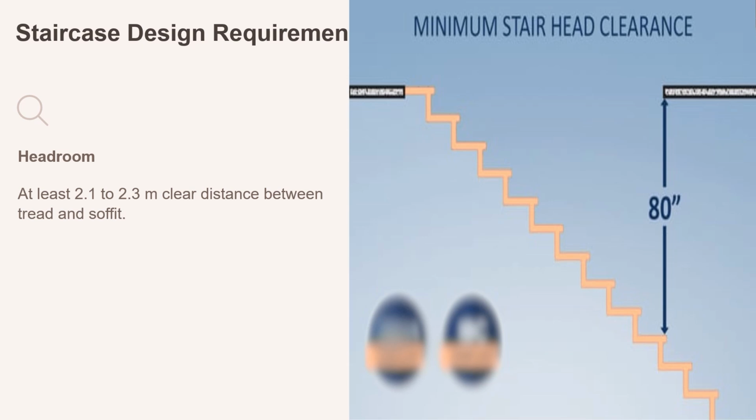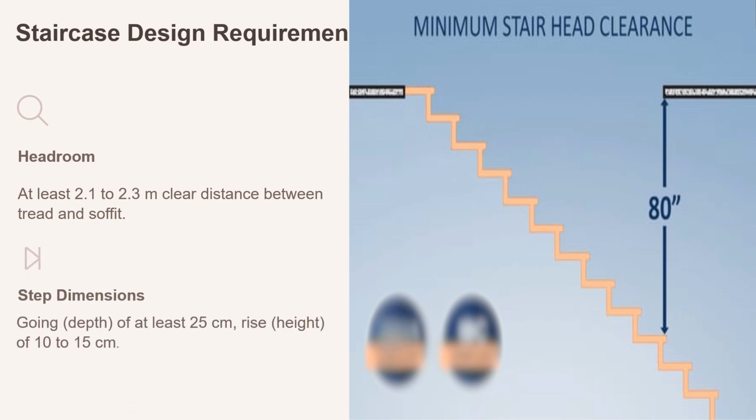Headroom. The clear distance between the thread and soffit of flight immediately above it should not be less than 2.1 to 2.3 meter, so that even a tall person can use a stair with some luggage on its head.